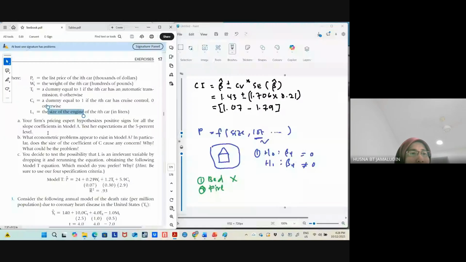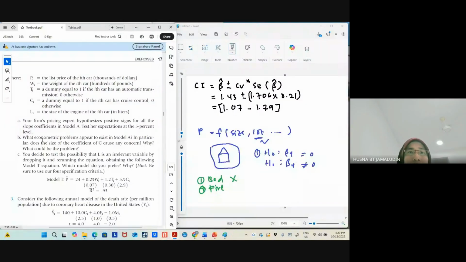Okay, let's look at the first. Your firm's pricing expert hypothesizes a positive sign for all, of course. Test. If you want to test your expectation, this is hypothesis testing. I'll skip this. What econometric problem? Remember, when you are given the question, it always asks you what kind of problem you can spot.